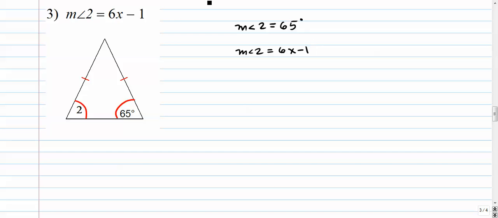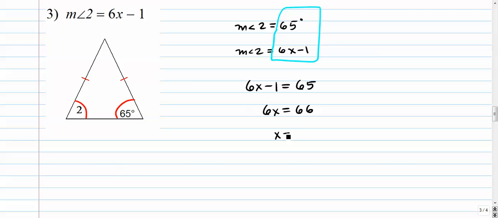So again, the transitive property tells us that if the measure of angle 2 equals this, and the measure of angle 2 equals this, then they're both congruent. So you set them equal to each other and solve. We'll add 1, and we'll divide. x is 11.